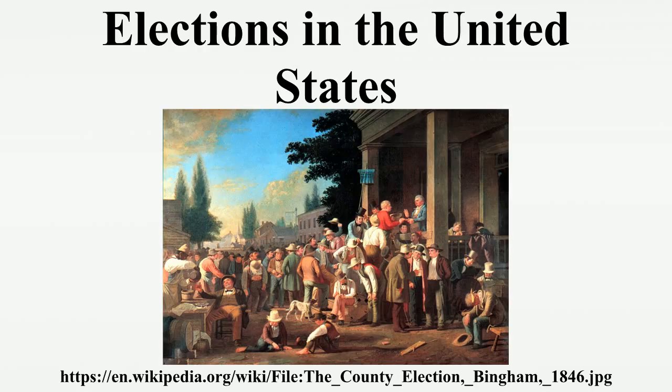In all states except Maine and Nebraska, the candidate that wins the most votes in the state receives all its Electoral College votes. From 1969 in Maine, and from 1991 in Nebraska, 2 electoral votes are awarded based on the winner of the statewide election, and the rest go to the highest vote winner in each of the state's congressional districts. Congressional elections. Congress has 2 chambers, the Senate and the House of Representatives.